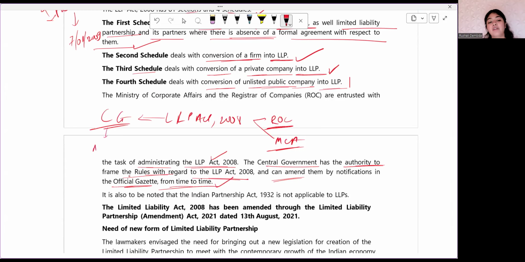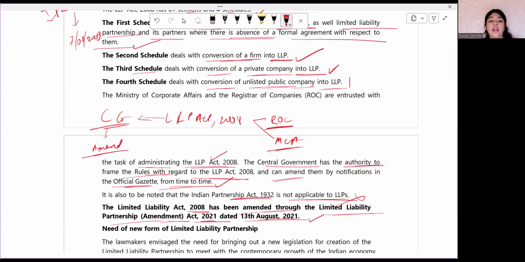Also, they have the power to amend the laws. Okay. It is also to be noted that the Indian Partnership Act 1932 is not applicable to LLPs. LLPs have their separate act, Limited Liability Partnership Act 2008, and that is only applicable to them. The Limited Liability Partnership Act 2008 has been amended through the Limited Liability Partnership Amendment Act 2021, dated 13th August 2021.